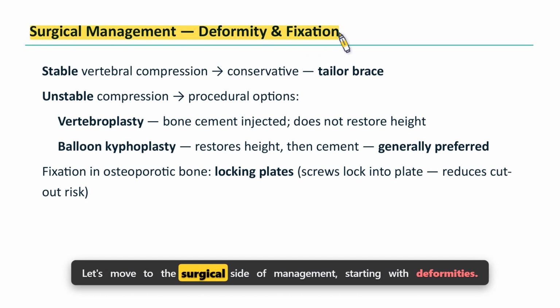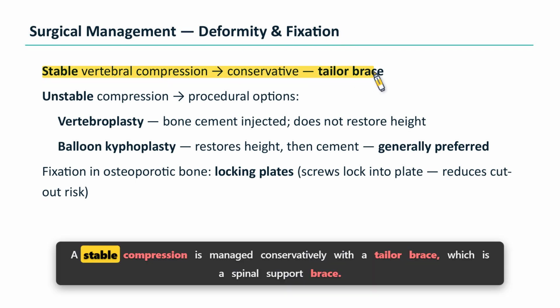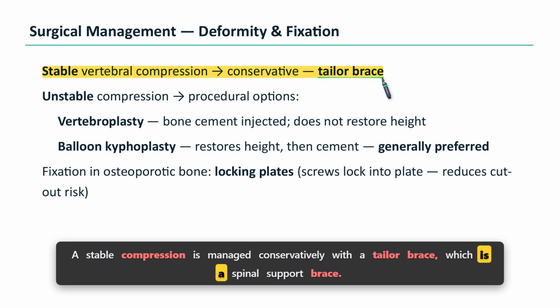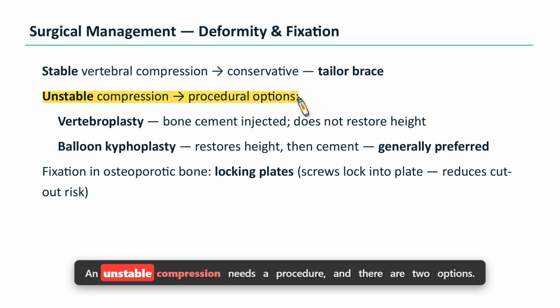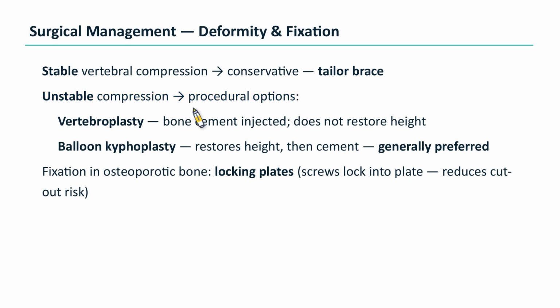Let's move to the surgical side of management, starting with deformities. For kyphotic vertebral deformity from compression fractures, the approach depends on stability. A stable compression is managed conservatively with a talar brace, which is a spinal support brace. An unstable compression needs a procedure, and there are 2 options.